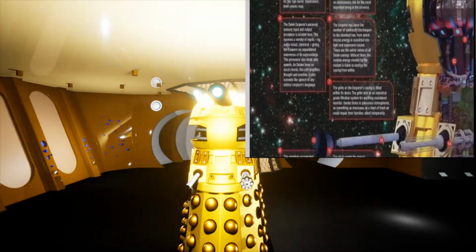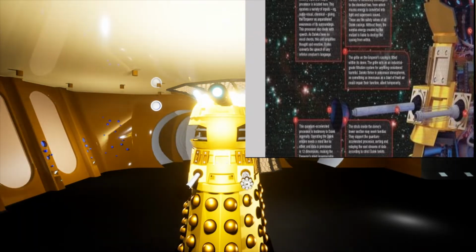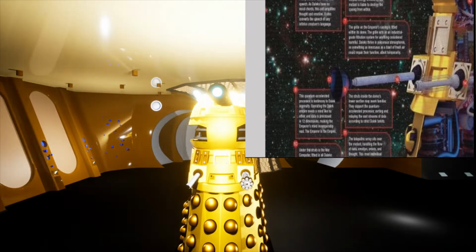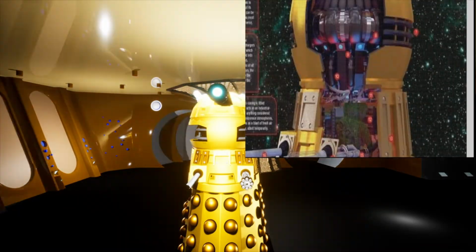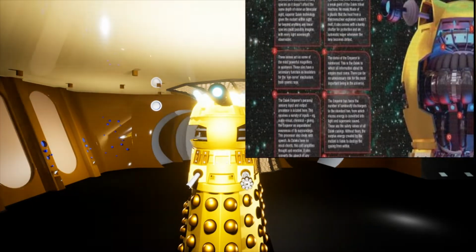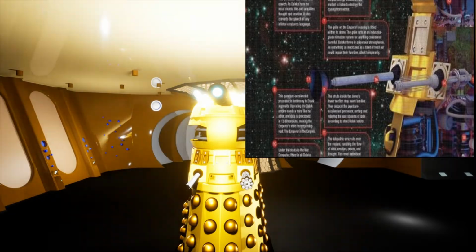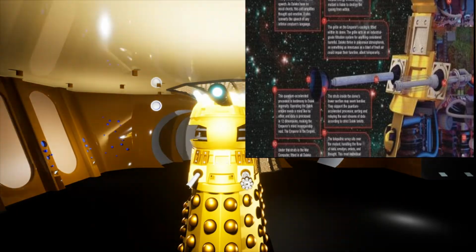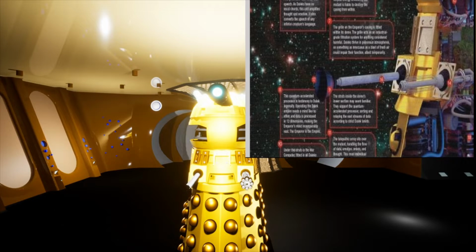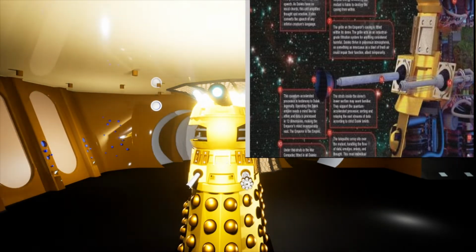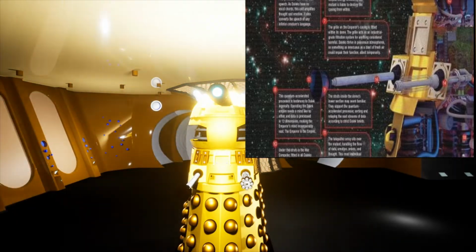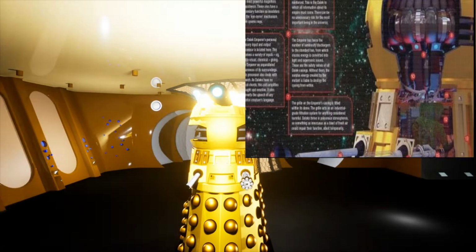This quantum processor that is inside my casing, or to put it, quantum accelerated processor, is the testimony to the Daleks' ingenuity. Operating the Dalek Empire needs a mind like no other. It needs a mind like no other, and the data is processed in 12 dimensions, making my mind incomparably vast. The Emperor is the Empire.